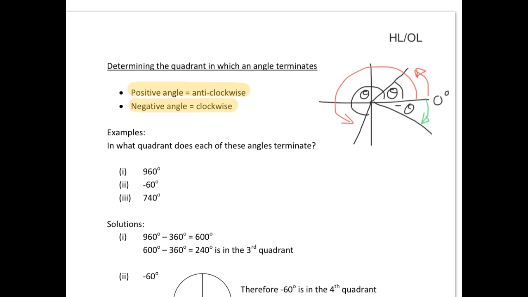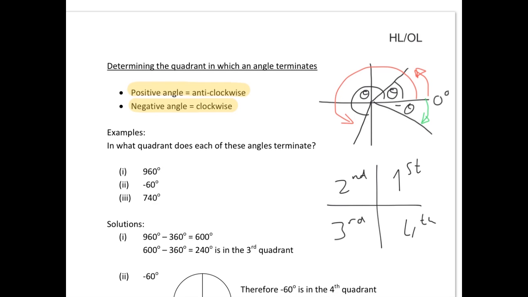So now we'll just look at some examples here about how we measure these angles and figure out which quadrant they terminate in. So you'll remember your quadrants, this being the first, second, third, and fourth quadrants. So we're asked here, in what quadrant do each of these angles terminate? 960 degrees, minus 60 degrees, and 740 degrees.